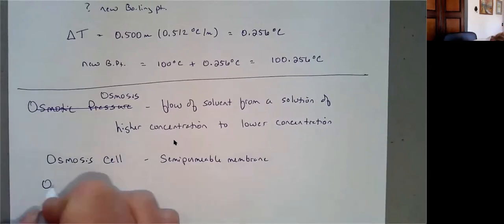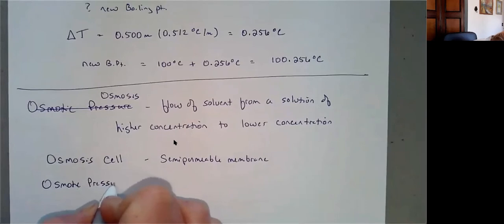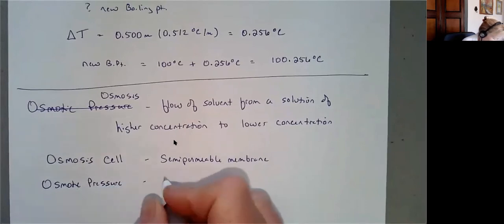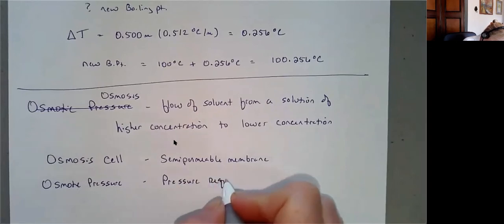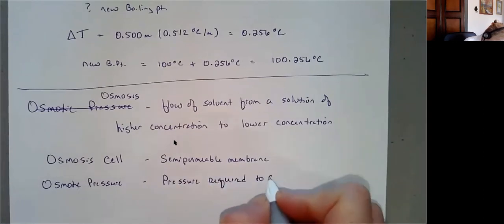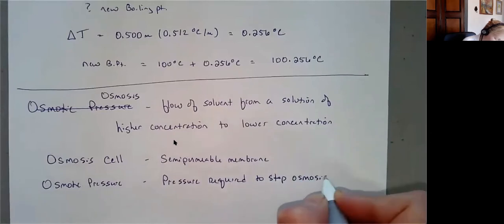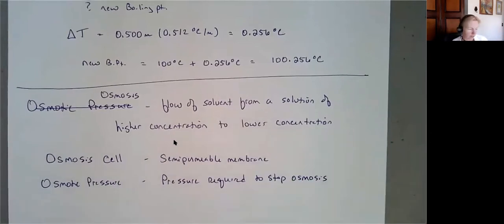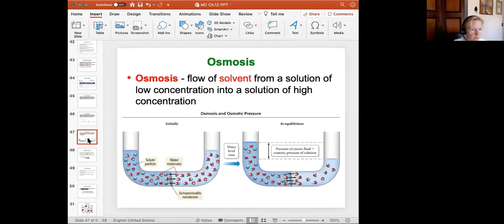Osmotic pressure is what happens in this cell. It's a pressure that you can apply that is going to stop osmosis. So this is the pressure required to stop osmosis. How much pressure do I need to apply to stop the osmosis in that osmotic cell? So let me show you what this cell looks like. This is an osmotic cell.